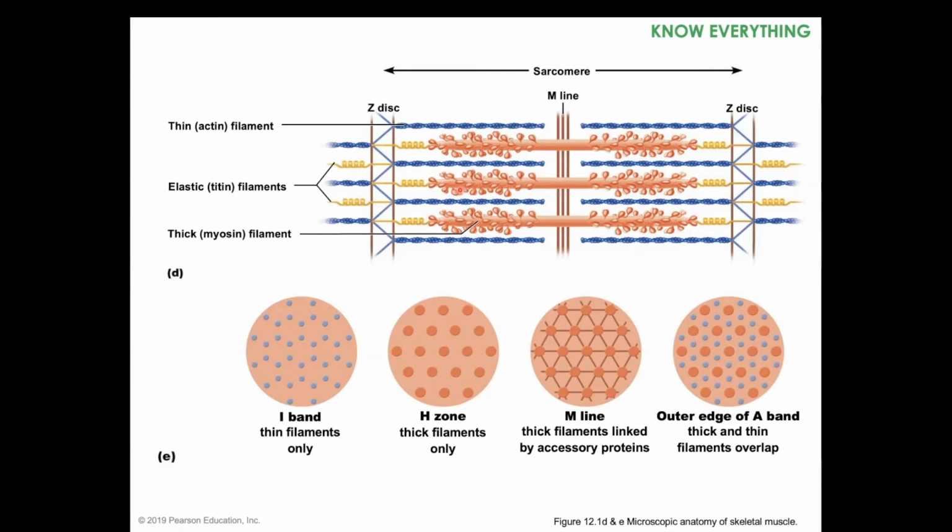Also in this slide, we can see the third filament type, which is titin, which are elastic fibers, which give muscle their stretching capability. Do know this slide pretty well. You will probably see this again. You will definitely need to know about this and the sliding filament theory for your lecture part of this class.